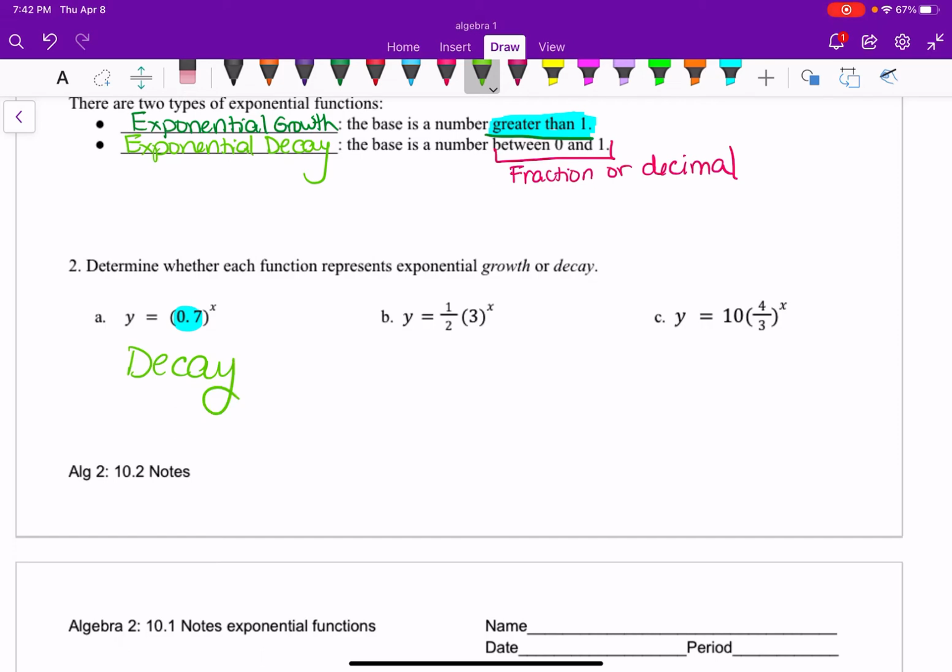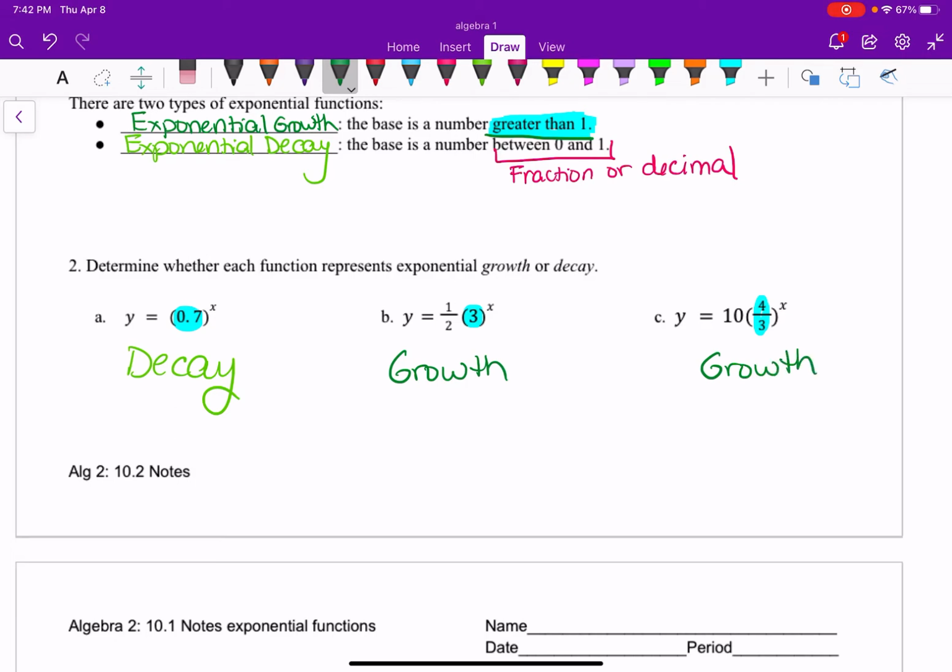Okay? Now when you look at this one, the base is not 1/2. The base is what the exponent is on. So the base here is 3. 3 is greater than 1, so that's going to be growth. And then if you look at 4/3, be careful with 4/3, because 4/3 is really 1 1/3. So 1 1/3 is greater than 1, so this is also growth. So just be careful that you look at what's going on with each one.